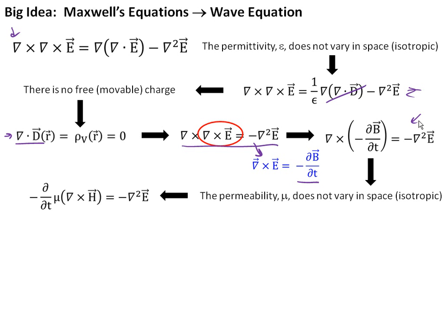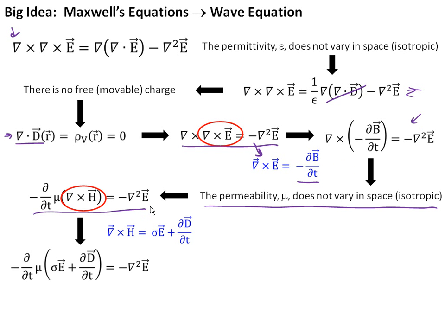If we make another assumption that the permeability doesn't vary in space, again, the material is isotropic, that allows us to basically pull mu away from B and pull it out of the parentheses, and so we can rewrite that last equation in this form right here. Again, we make another substitution using one of Maxwell's equations for del cross H, essentially writing it as the current, both the conduction current and the displacement current, and we substitute that into this equation right here.